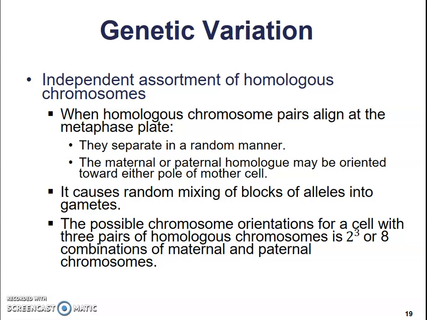Independent assortment of homologous chromosomes. When homologous chromosome pairs align at the metaphase plate, they separate in a random manner. It doesn't matter whether the maternal is on the right or the left. It is completely random in deciding which way they move. This causes random mixing of blocks of alleles into gametes. And the possible chromosome orientations for a cell with 3 pairs of homologous chromosomes is 2 to the 3rd, or 8 combinations of maternal and paternal chromosomes.